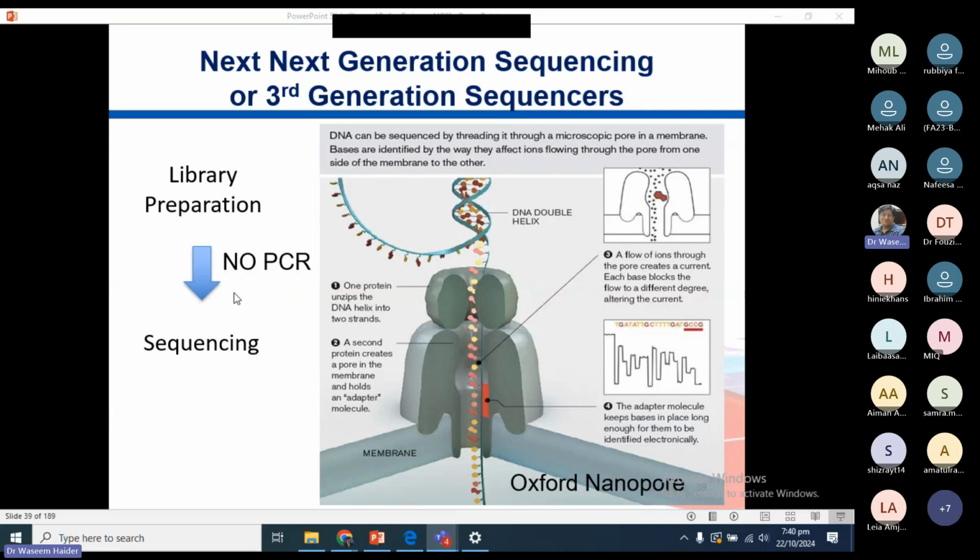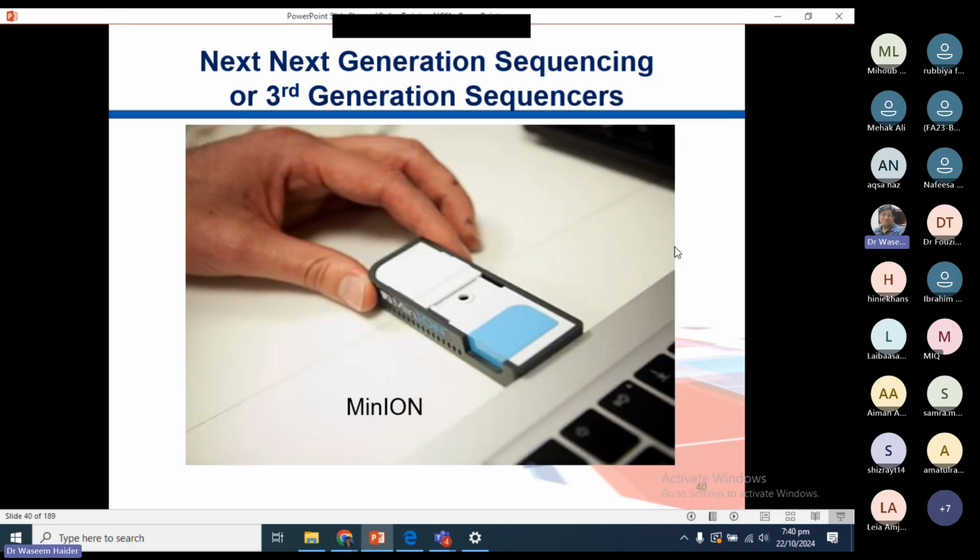No PCR. No issue of getting those PCR duplicates, because those PCR duplicates will give us the wrong variant calls. When we talk about SNPs or variants over there, they will create problems for us. We don't like them. Okay. All right. So that is one of the examples.